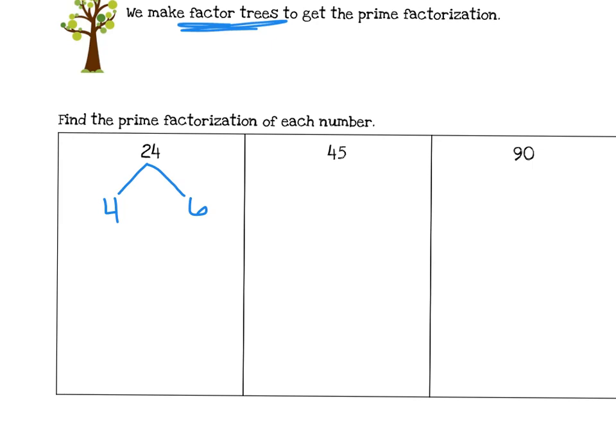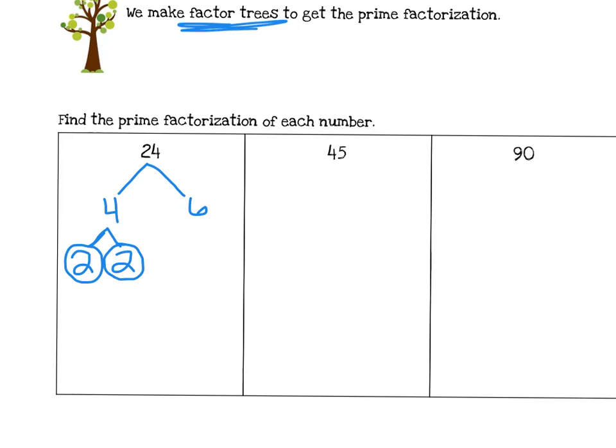Now, are either of those numbers prime? No, they're not. So we're going to break them down. 2 numbers that are factors of 4 would be 2 and 2. Okay? Is 2 a prime number? Yes, it is. So I'm going to circle it because once it gets to be a prime number, I can't break it down anymore. The only way to break down 2 would be 1 times 2. And that's not going to be helpful. Okay? So when we get to a prime number, we circle it.